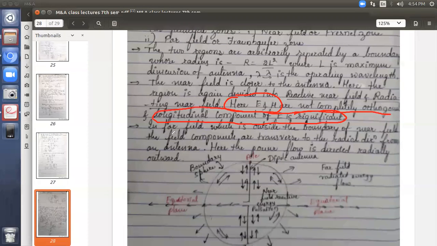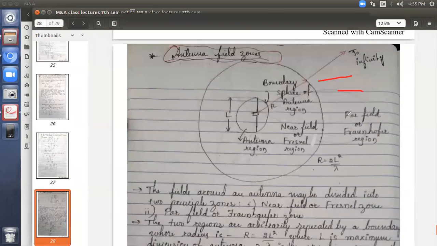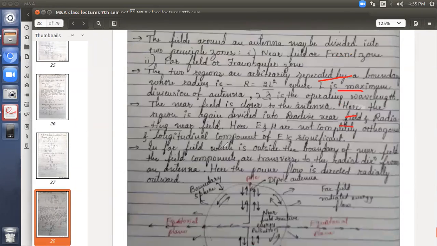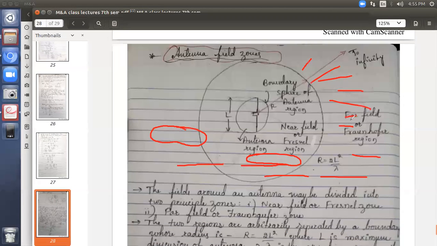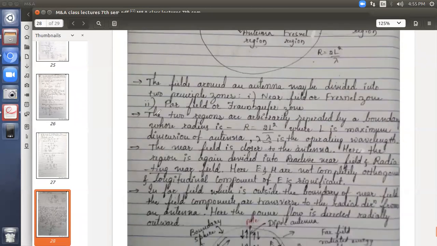Now about the far field. In the far field, which is totally outside this boundary, the field components are transverse. In the near field, they are longitudinal. Here they are transverse. Then the power flow is directed radially outwards, like this. This is about the antenna field zones.